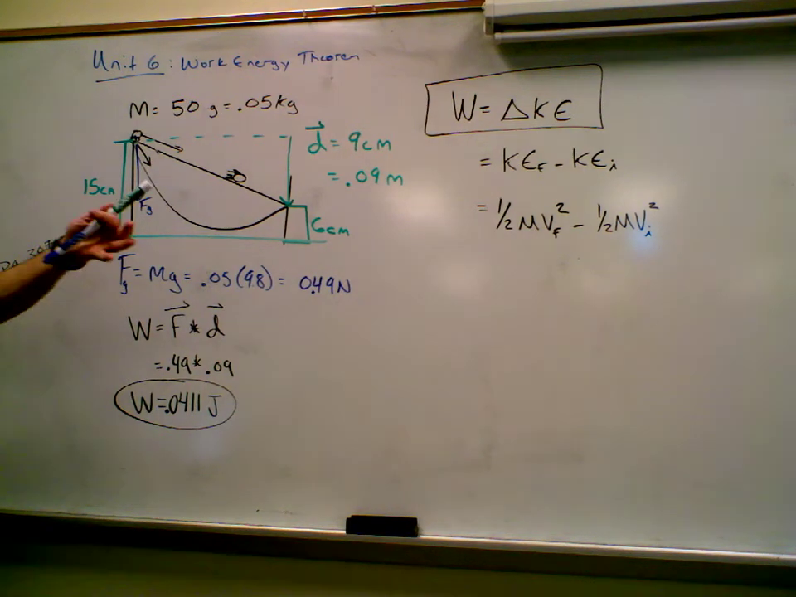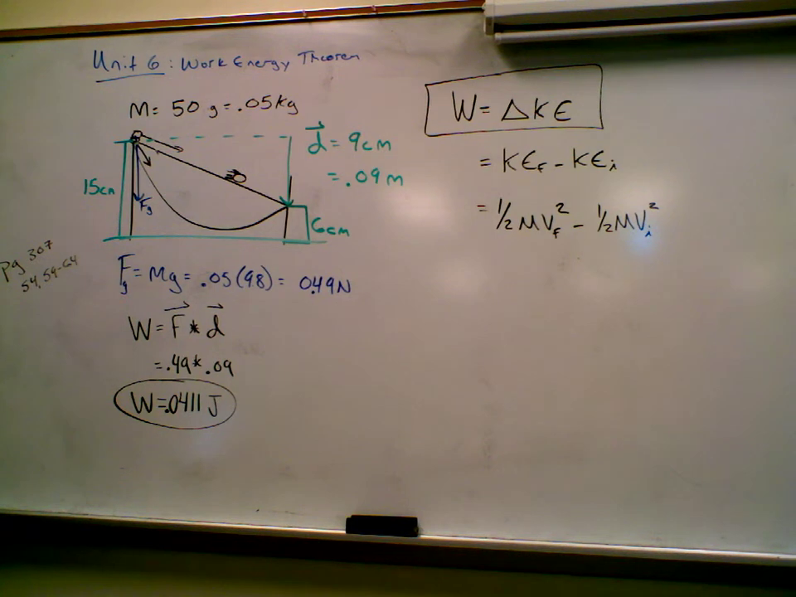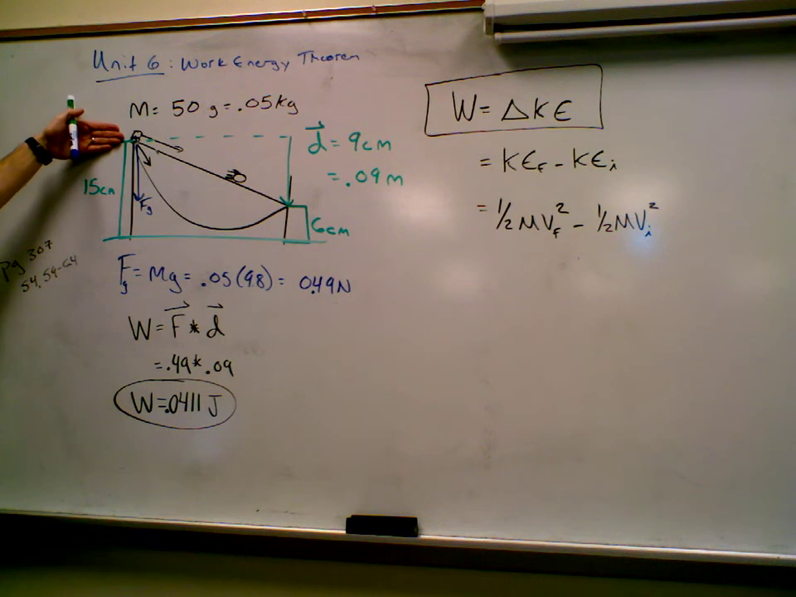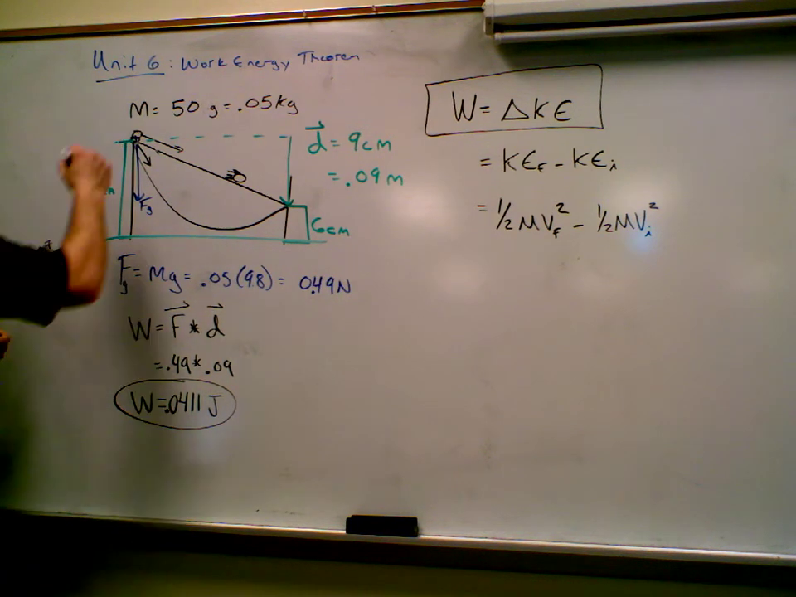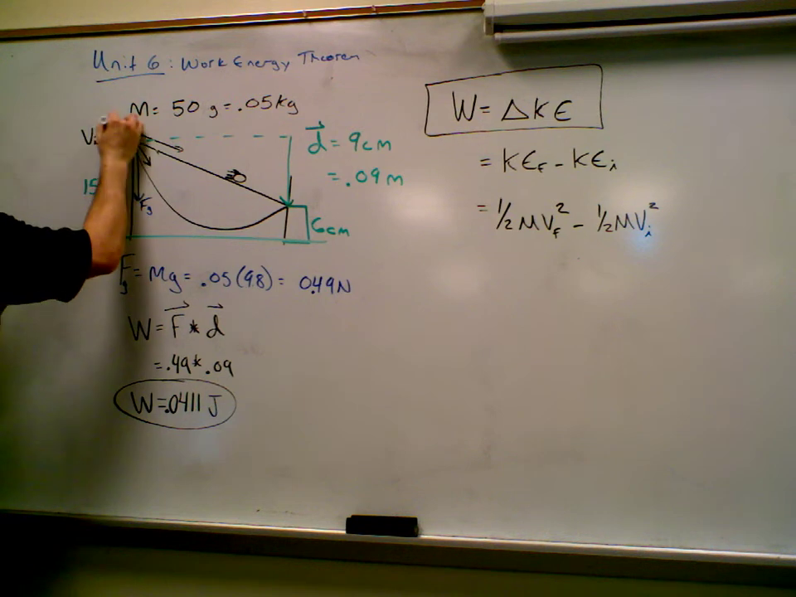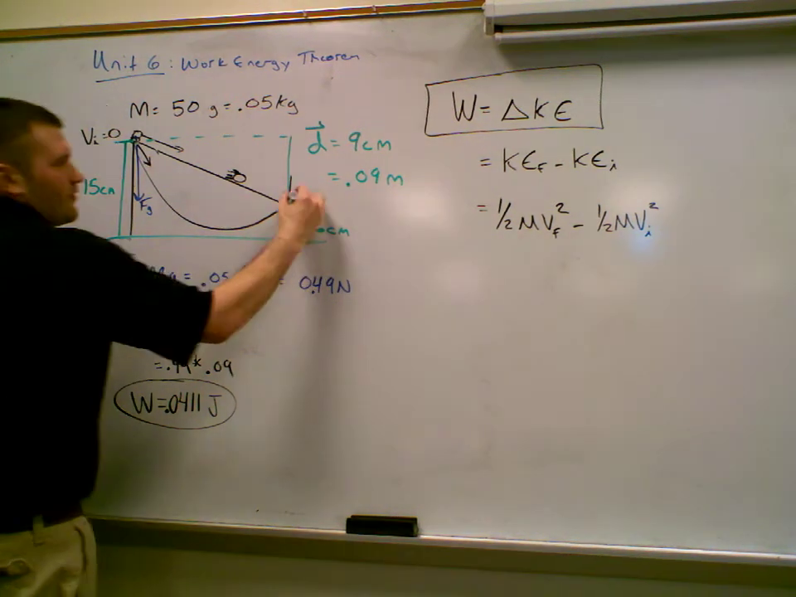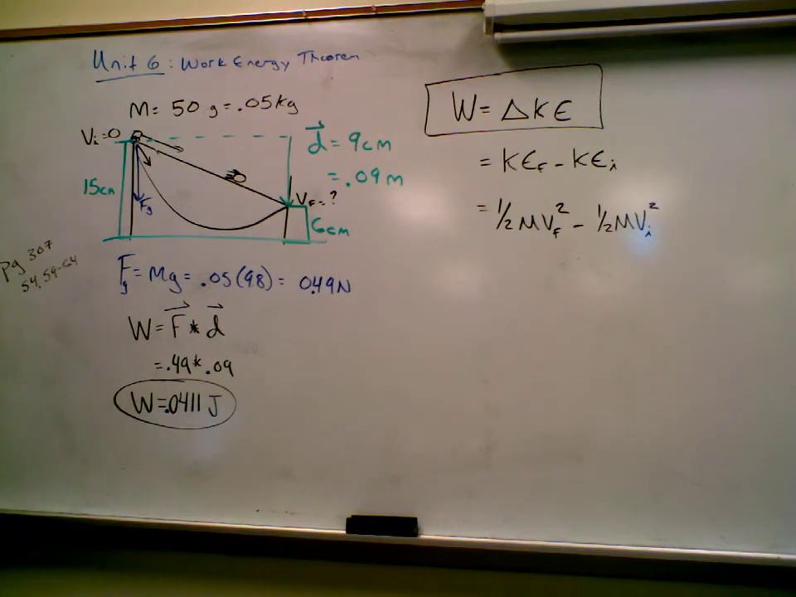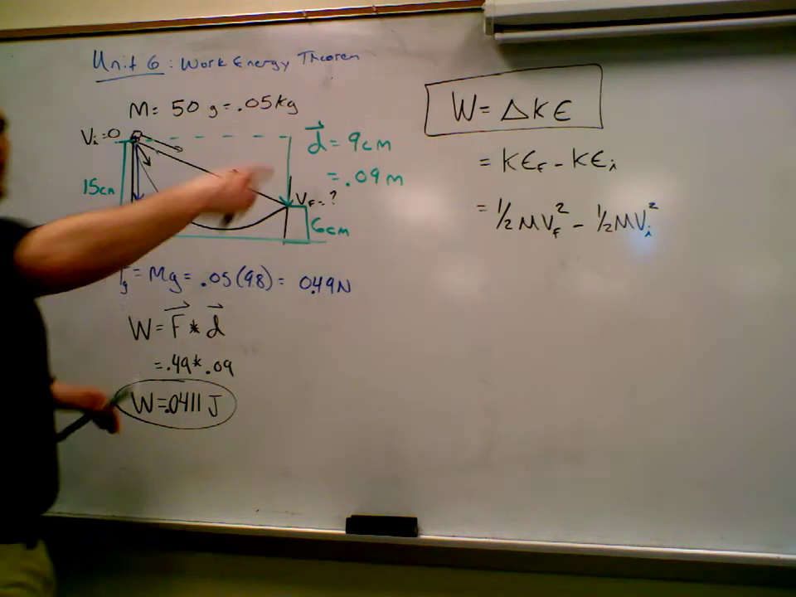So now what can we do here? Can we find the final velocity of the marbles? Theoretically, yes. What's the initial velocity of the marbles? 0. So v initial up here is 0, right? V final down here, that's what we'd like to find. Good. And what's this right here? Work. Where does this go? Into the W, right?